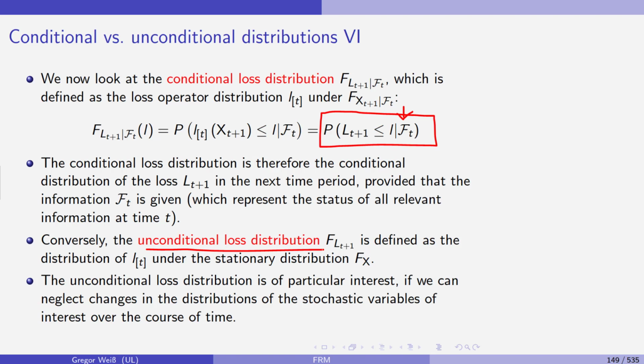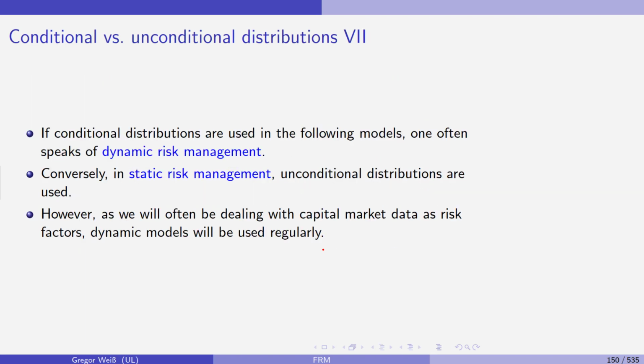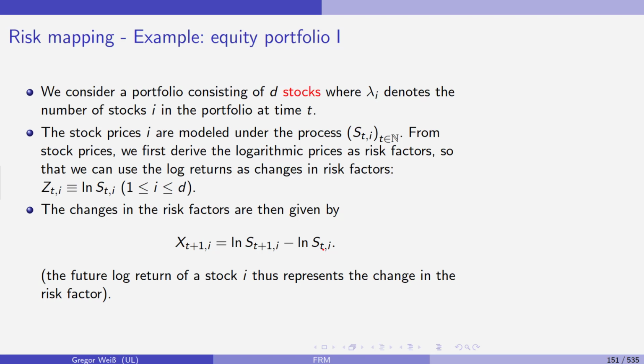Sometimes this is the case for some commodities and in credit risk modeling. Then in these cases we in many cases use an unconditional model. Just to be sure, if we use a conditional model, we often call this dynamic risk management, and you never hear the word static risk management, but in all other cases, if it's not dynamic, you use an unconditional model. Okay.